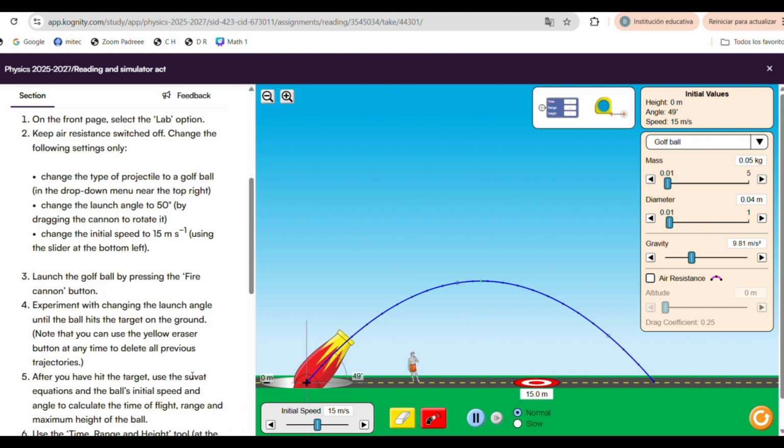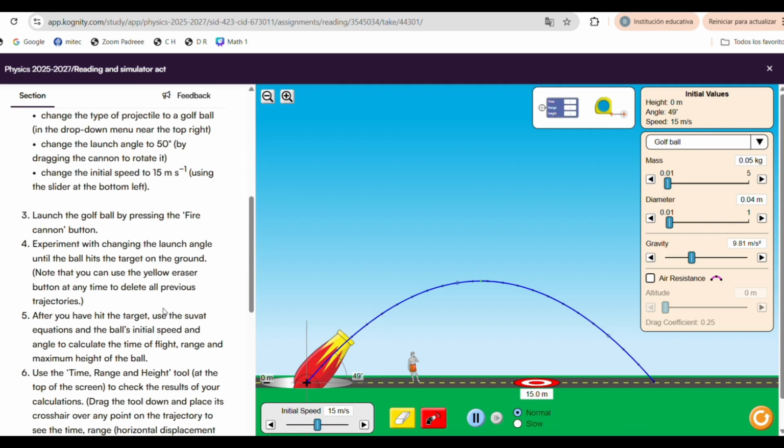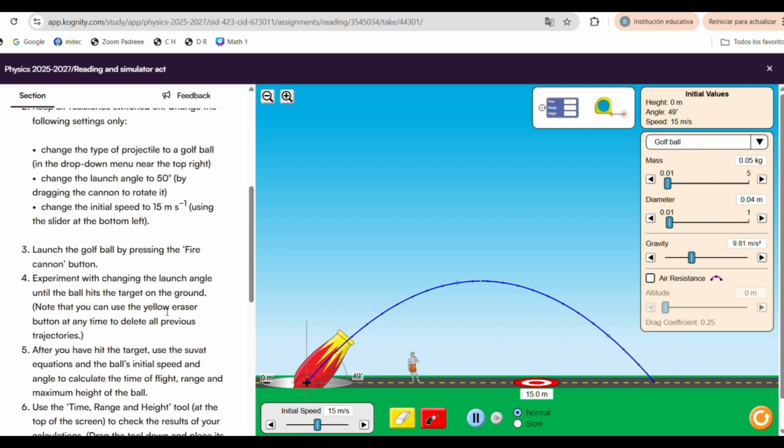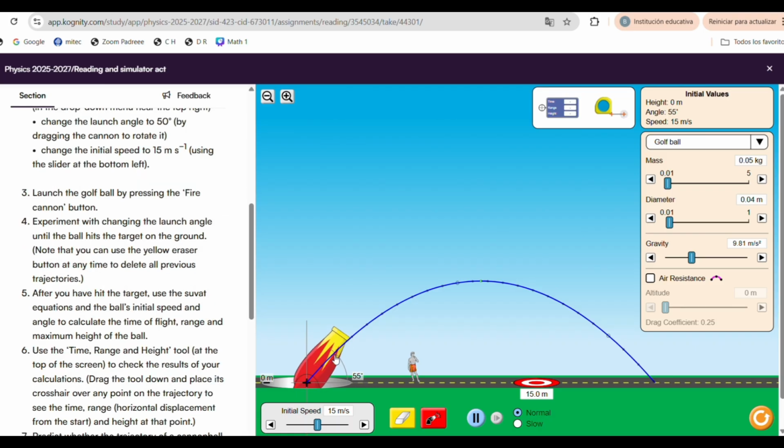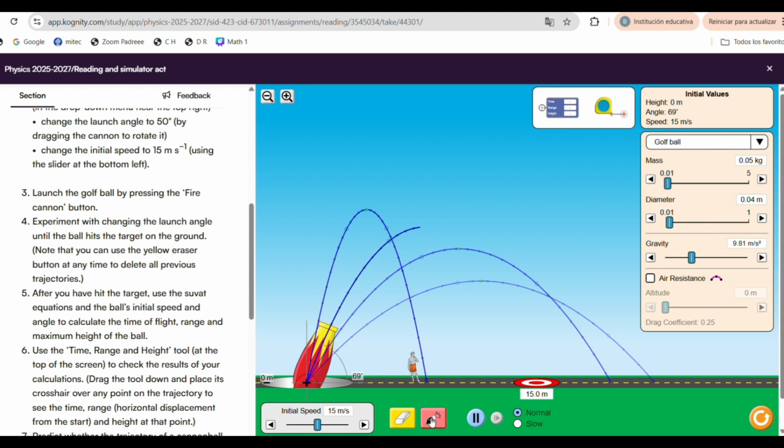We can see that our golf ball didn't hit the target on the floor, so we will try another angle. Let's try 60 degrees, why not? We can see it also didn't hit the target. Well, let's try 80 degrees. Oh, we almost hit our little David over there. Let's try 70 degrees and we see that we hit the target with 70 degrees.